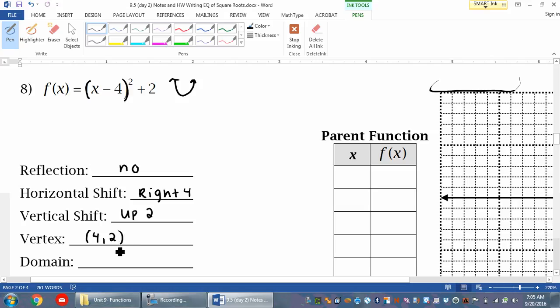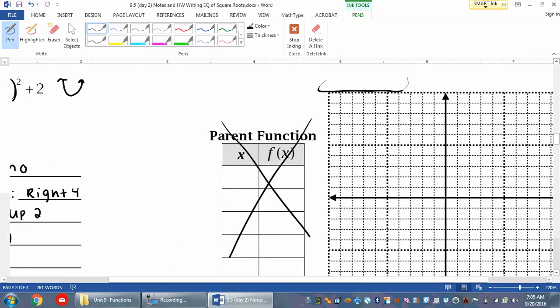Deal with the domain and range of these. Again, if you memorize the pattern, don't fill out the parent function. So I go right 4, up 2. I'm just going to graph my pattern. Since there's no reflection, I'm going to be going up. Right 1, up 1. Return to the vertex. Right 2, up 4. 1, 2, 3, 4.